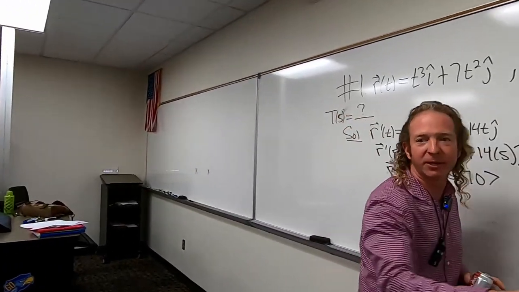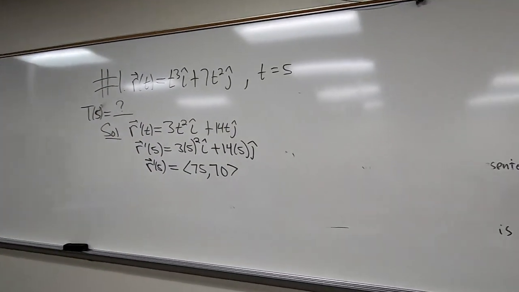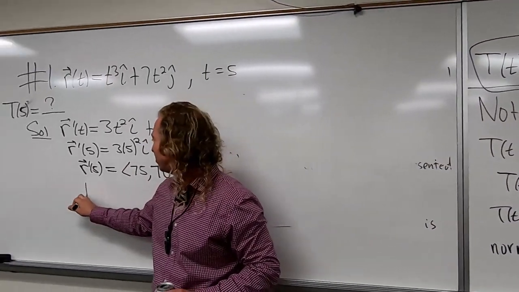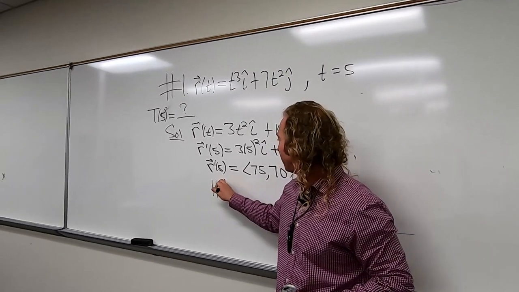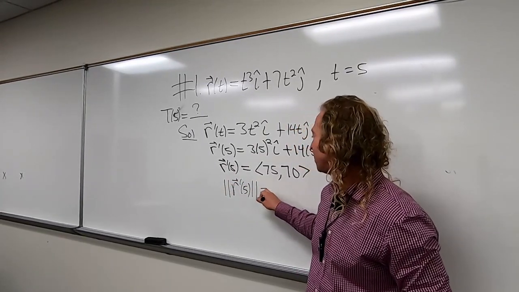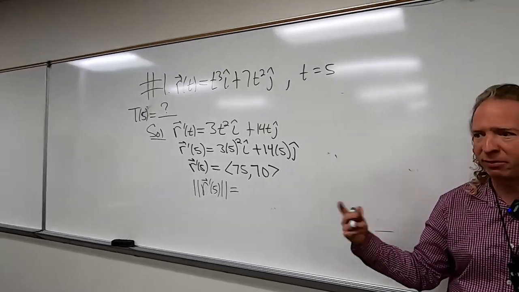So that's going to go here. So now we have to divide by the magnitude of this thing. So let's find the magnitude of r prime of 5. Notation is really important. So take your time on the test and make sure all the symbols are correct.